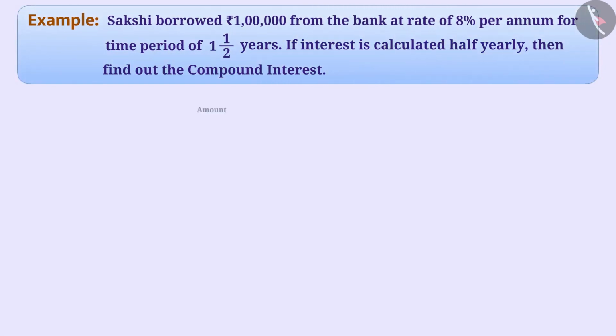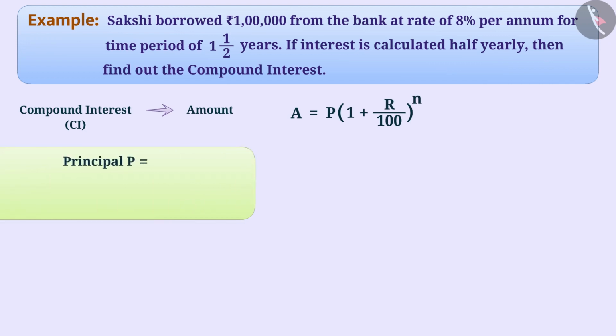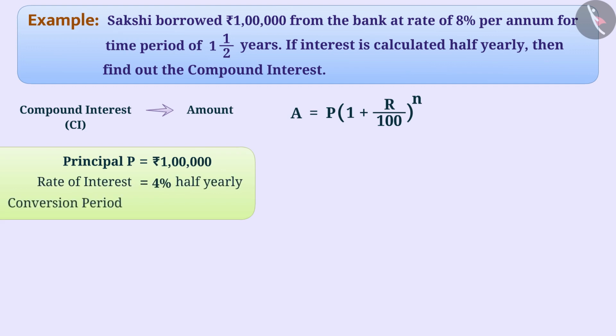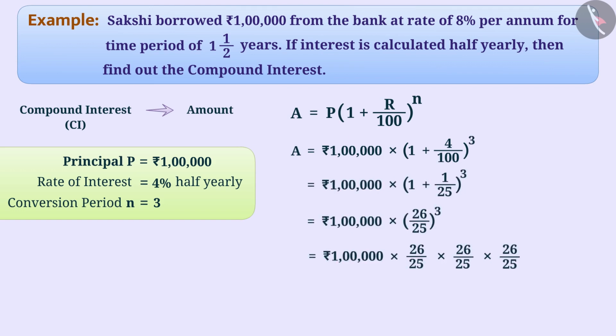First, we will calculate the amount related to compound interest CI. The formula for amount is A is equal to P into bracket 1 plus R by 100 bracket raised to the power n. Here, principal P is equal to rupees 1 lakh, rate of interest is 4% half yearly and conversion period n is equal to 3. Therefore, A is equal to rupees 1 lakh multiplied by 1 plus 4 by 100 bracket raised to the power 3. Solving this, we get A is equal to rupees 1,12,486.40.